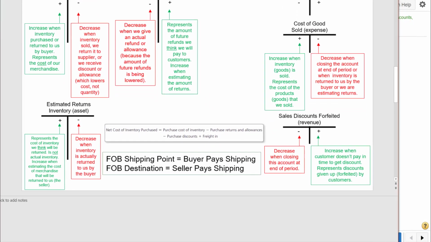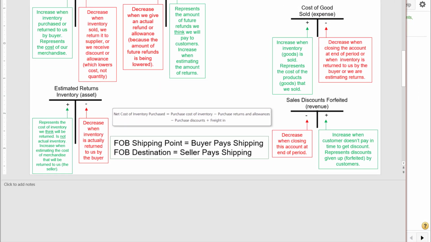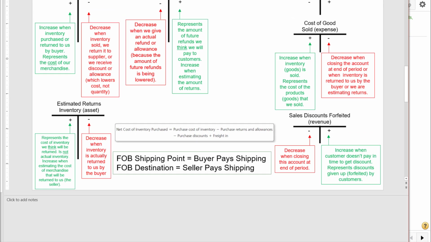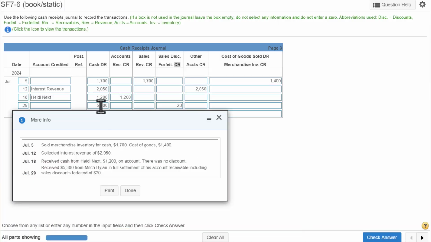And sales discounts forfeited, notice it's a credit. That makes sense. Sales discounts forfeited, you increase it when a customer does not pay in time to get the discount, and it represents discounts given up or forfeited by the customers. So that is a credit. So notice our debit over here is 5,300, and we have a credit of 20. So we need another credit of 5,280.